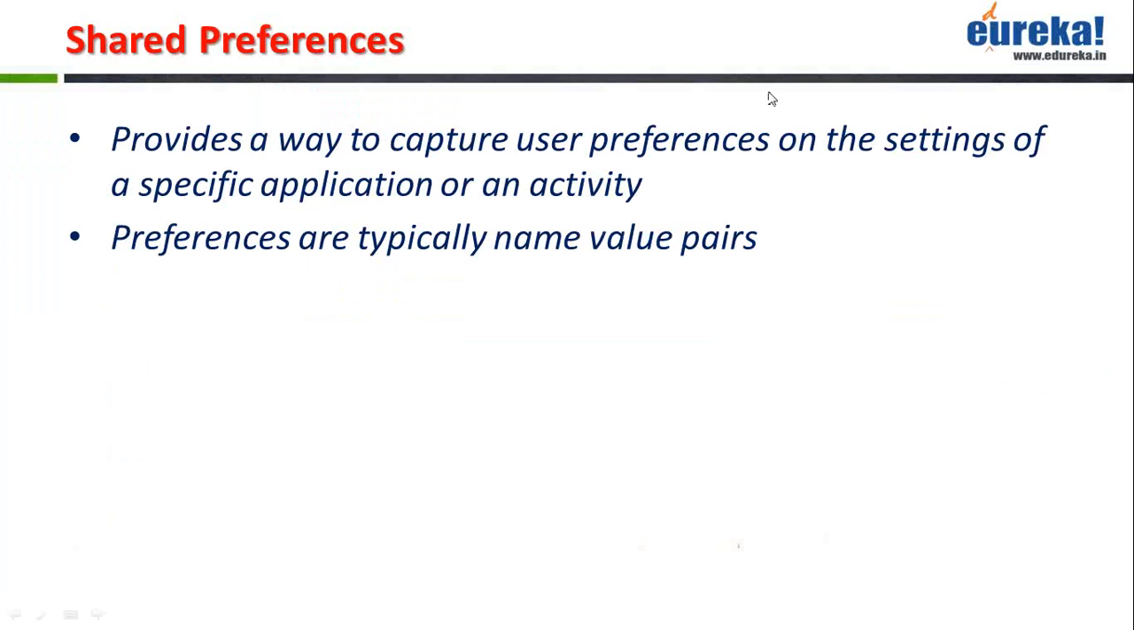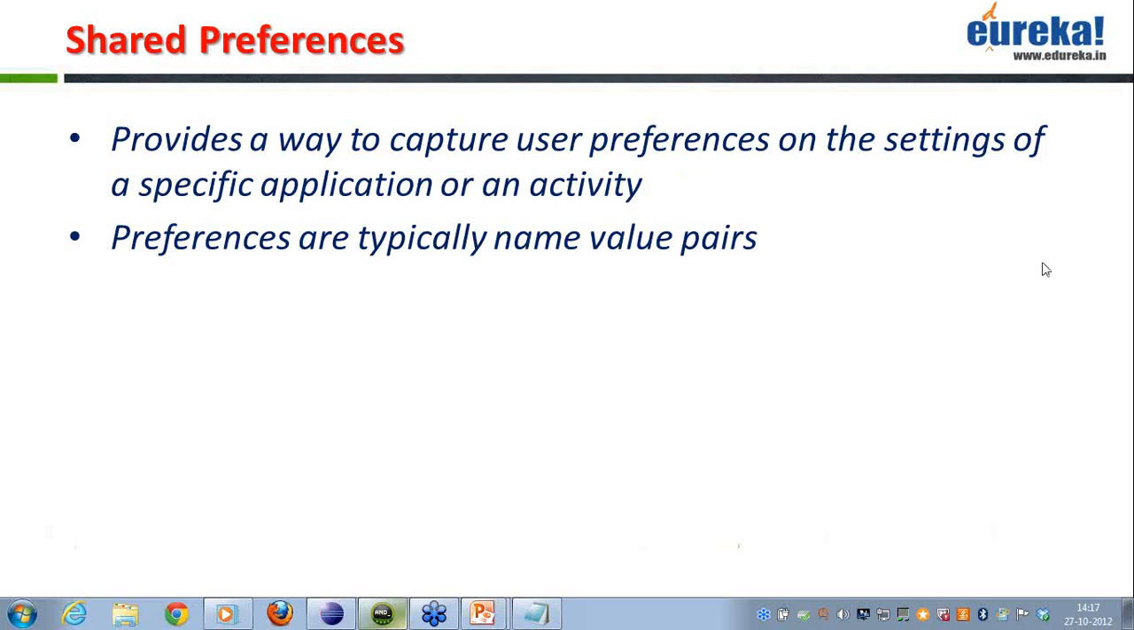Similarly, sometimes in applications we have some username and some password that we are using, and I need to store this in my application itself. I need some persistent storage that I can use in my applications, wherein I can save some data. So shared preferences provide a way to capture user preferences or the settings of a specific application or an activity. You might have come across various applications that ask you what you want to save, or what the user preferences or settings are.